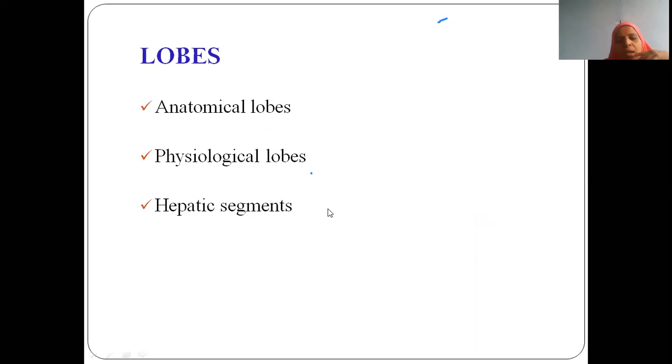Very good, Hansraj. Now let us see the physiological lobes and anatomical lobes. Can you summarize the anatomical lobes, Lokesh?